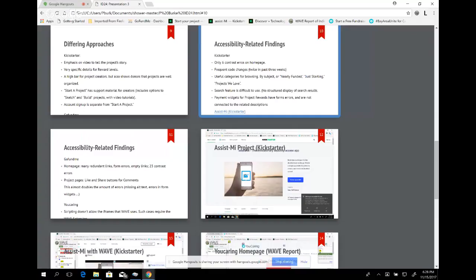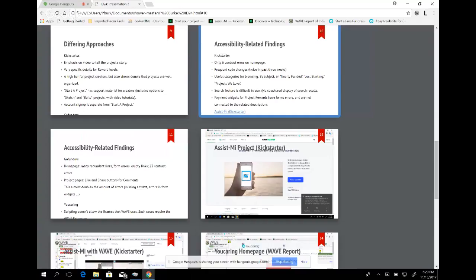Okay, now we return to the 4 sites again and talk about what I found with the Wave tool and just specific accessibility things. So we have Kickstarter and the homepage. They're in the pretty good lead. There are only 6 contrast errors. So that's a positive. And as I found out when I was trying to document some of their code items, they make a lot of very rapid changes. One particular feature I was looking at changed twice since the end of October.